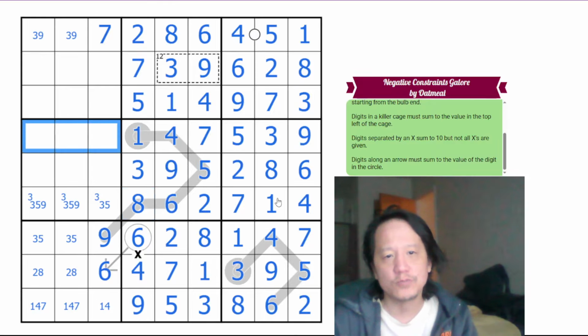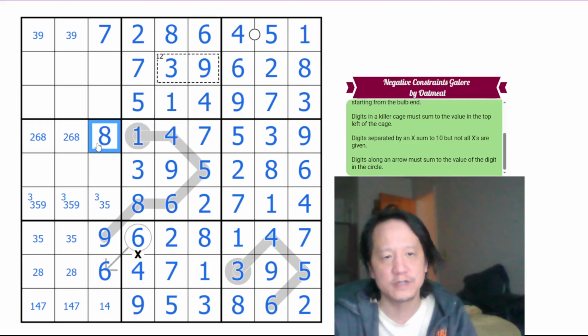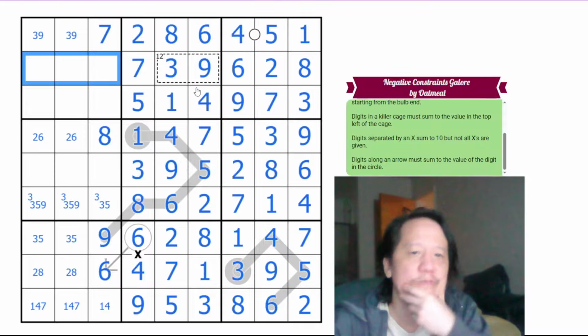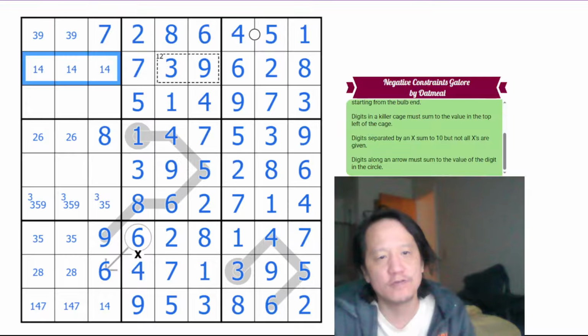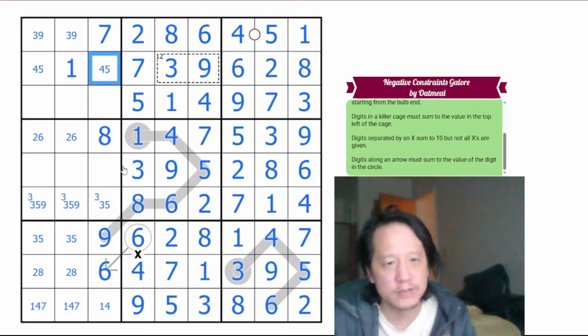Remaining digits in row 4, we have 2, 6, and 8. 2 cannot be here because that's consecutive with 1. 6 can't be here because of 6 in the column, so this is 8, which eliminates 8 here. Remaining digits in row 2, we have 1, 4, and 5. Well, 4 and 5 are consecutive, so if 1 is on the corner, 4 and 5 would have to be next to each other. So 1 cannot be on the edges, 1 has to be between them. So this can't be 1. This is a 4-5 pair.